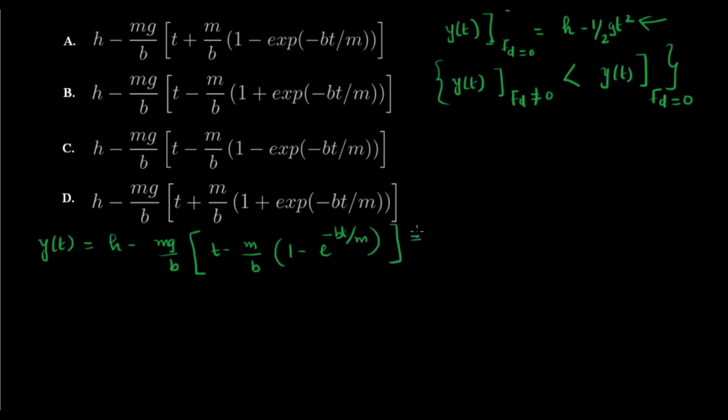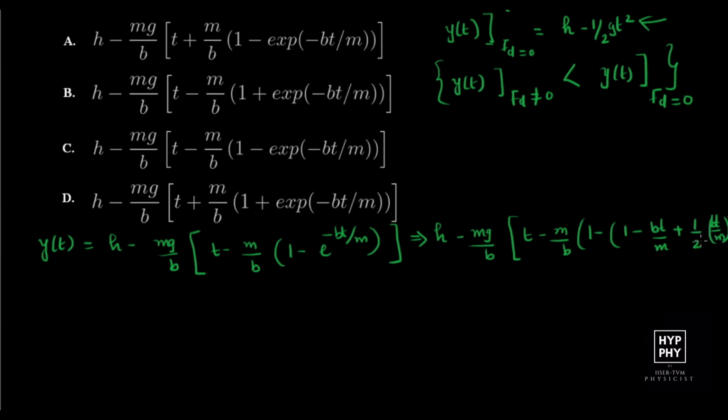Okay, so what we have here is I'm going to expand this as h minus mg by b times t minus m by b times 1 minus, not exponential, it's bt by m, plus half bt by m the whole square. This bt by m the whole square times 1 by 2, you can actually get the idea from here itself, because if you want a square term of time, you need to add this term also, right? The exponential of minus x will be 1 minus x plus x squared by 2 factorial, right? So you have to include this term also to get this kind of equation here.